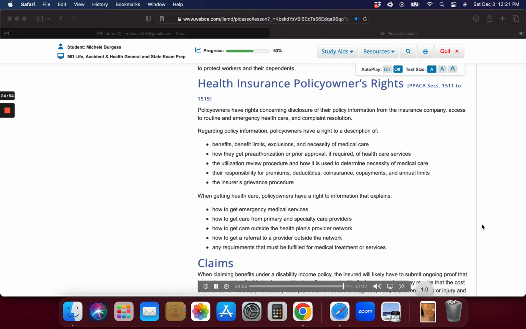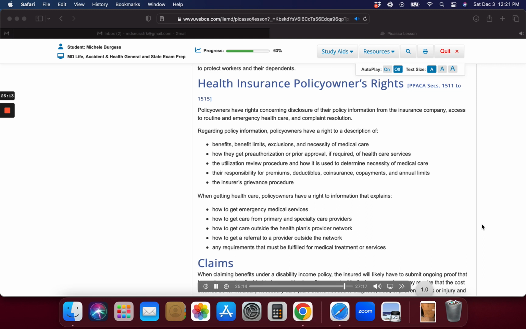Health insurance protects against illness and accidental injury. Different health insurance policies protect against different risks. Disability income replaces income if disability prevents the insured from working. Medical expense covers the cost of medical care and medical services.